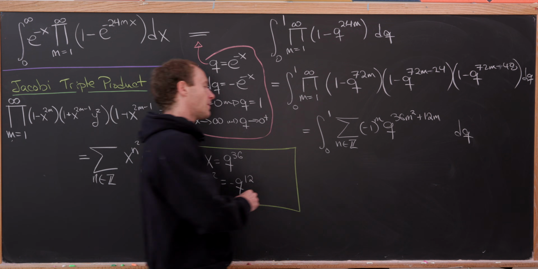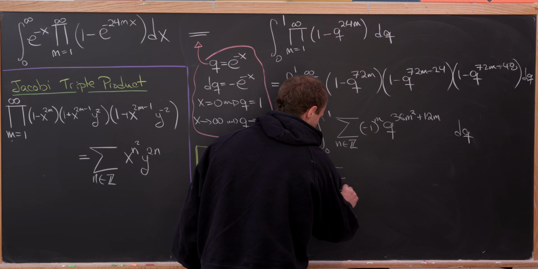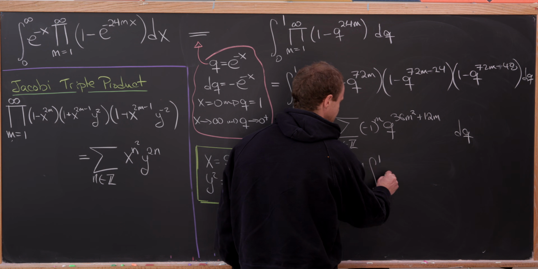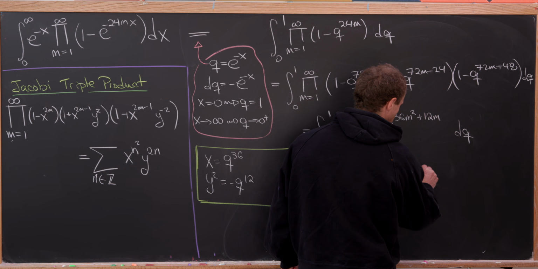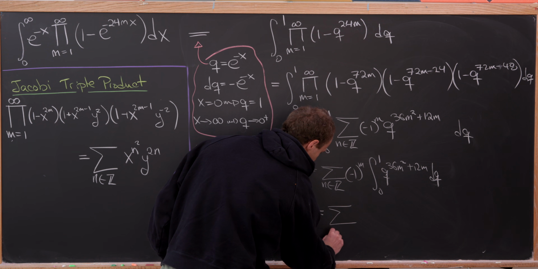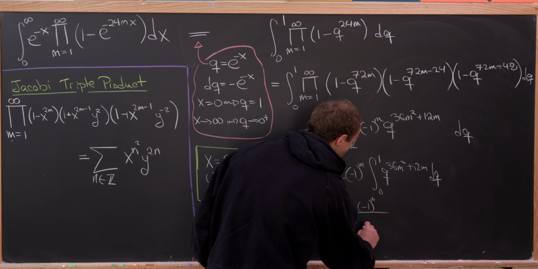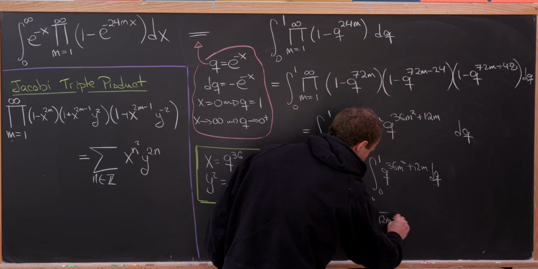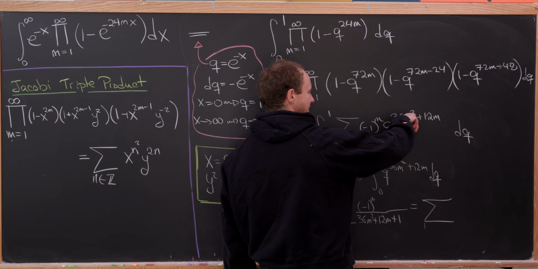Okay, nice. But now I'm going to switch the order of summation and integration. So I have the sum over all integers, minus 1 to the m, and then the integral from 0 to 1 of my q to the 36m squared plus 12m dq. But that's a fairly simple integral. That gives me the sum as m goes over all integers of minus 1 to the m over 36m squared plus 12m plus 1. Oh, and I just realized I've kind of been sloppy with my index.